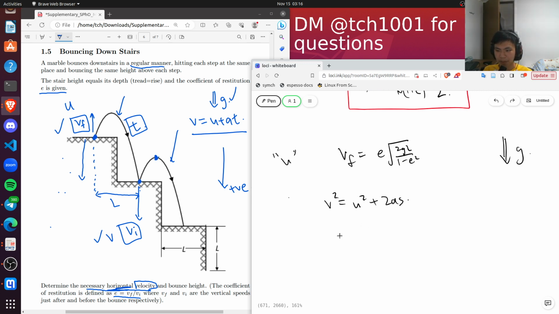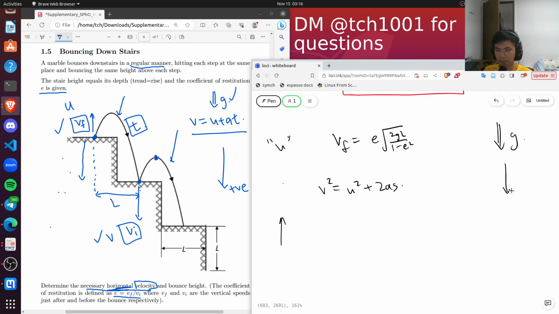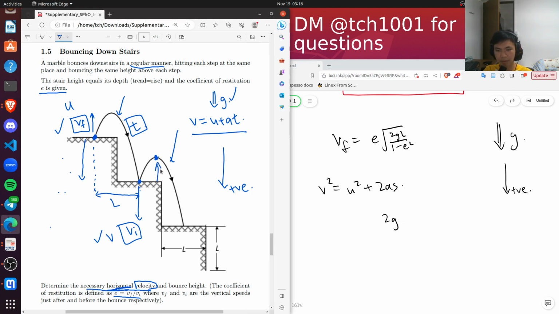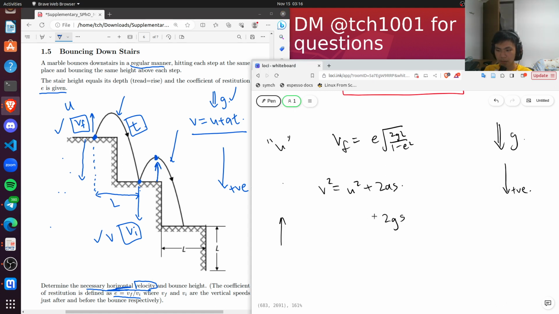Okay, so VF. Initially u is the amount upwards, so we're taking downwards as positive, so be careful with the signs. So 2 times a, so 2 times g times s. S is going to be a negative value. So 2gs equals u squared, so this is e squared over 1 minus e squared, 2gl. And this equals 0.